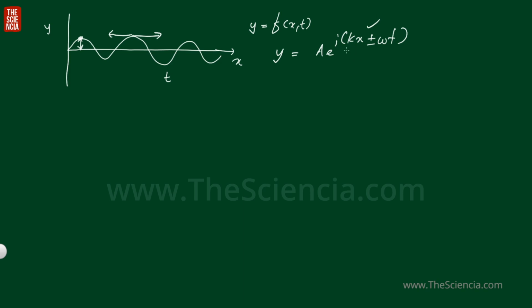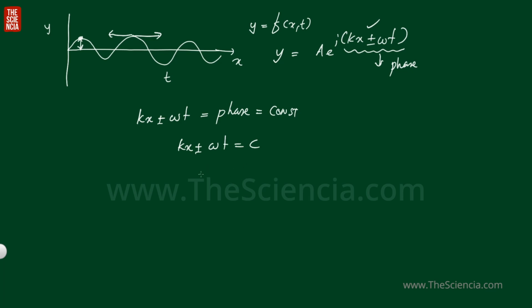We have to derive the phase velocity. That is, we have to take this phase. This is the phase of a wave propagation. Okay, so we know kx plus or minus omega t is the phase, and for a wave, it will be a constant value. So I can write kx plus or minus omega t is equal to some constant c.